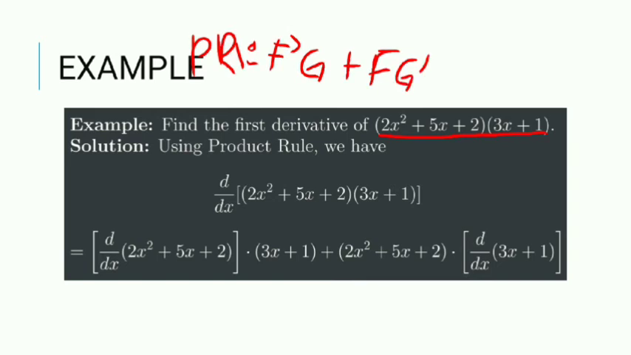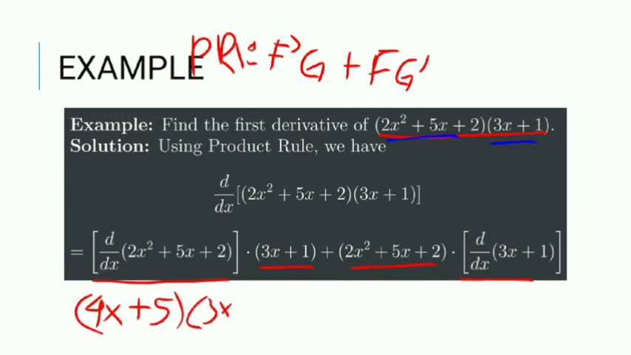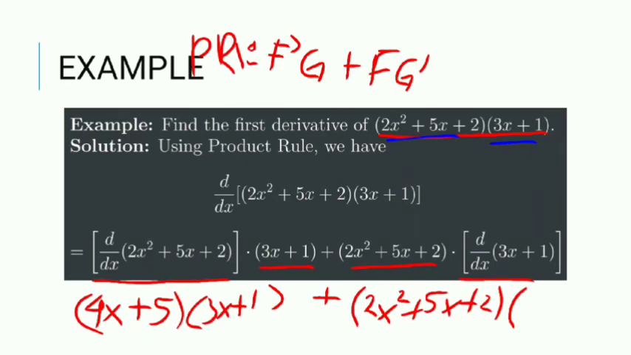So in this case, this is f, and this is g. The derivative of this is equal to the derivative of f times g plus f times the derivative of g. The derivative of this term is equal to 4x plus 5 times 3x plus 1, plus 2x squared plus 5x plus 2 times the derivative of 3x plus 1, which is 3. And then you simplify, and that's the answer.